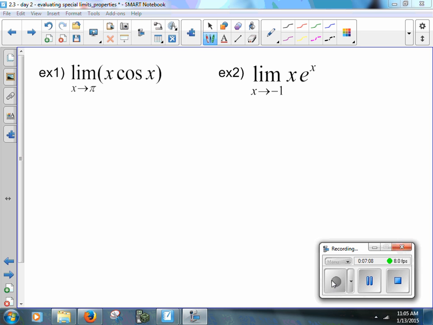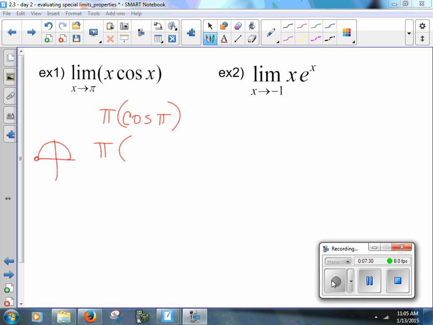Just look at the first one. Remember, you've got to know your unit circle. So what am I going to do for the limit of x times cosine x as x approaches pi? Plug in pi. For real, is that all I do? Yes, ma'am. That's all you do. What's the cosine of pi? Well, where's pi?